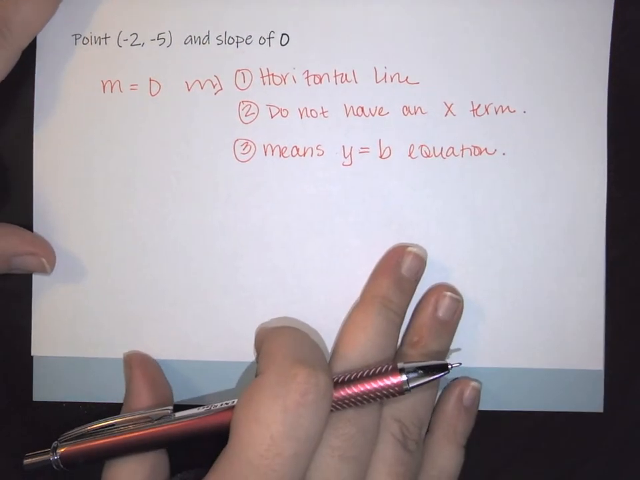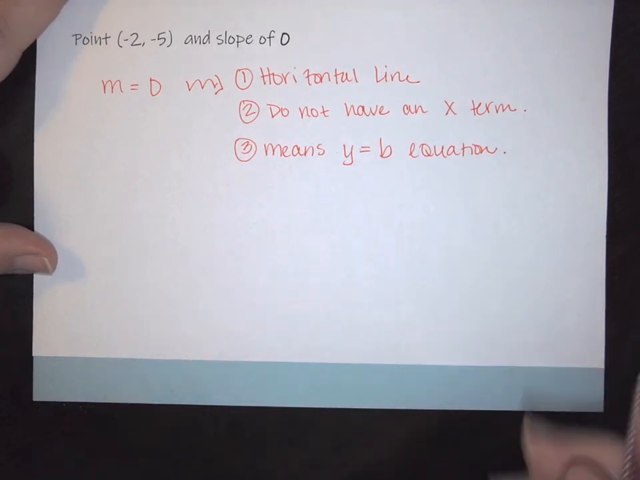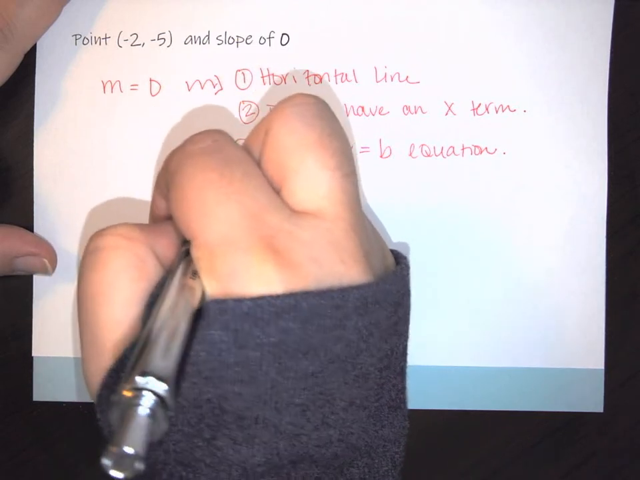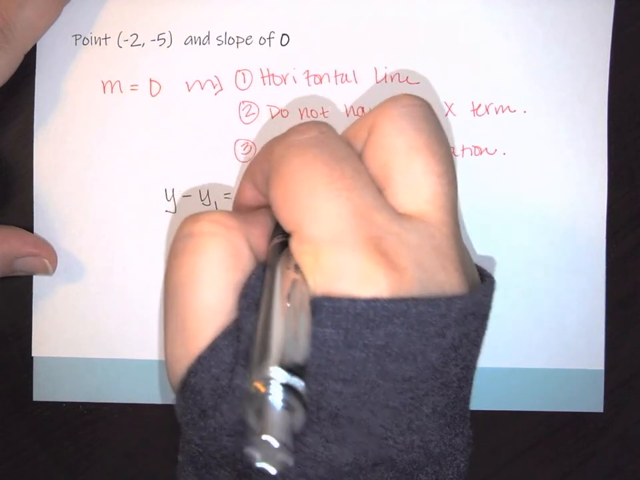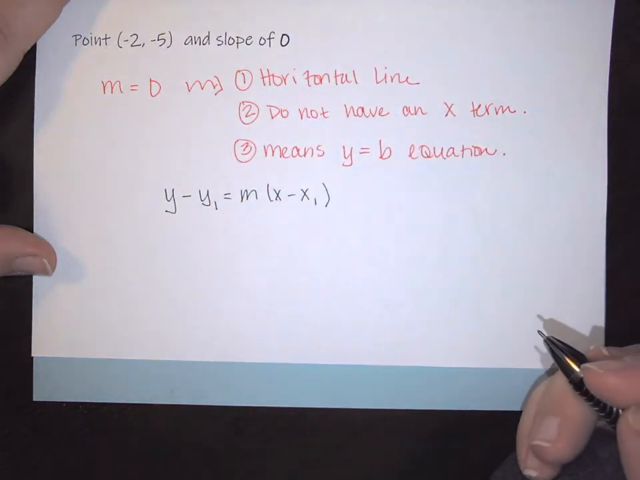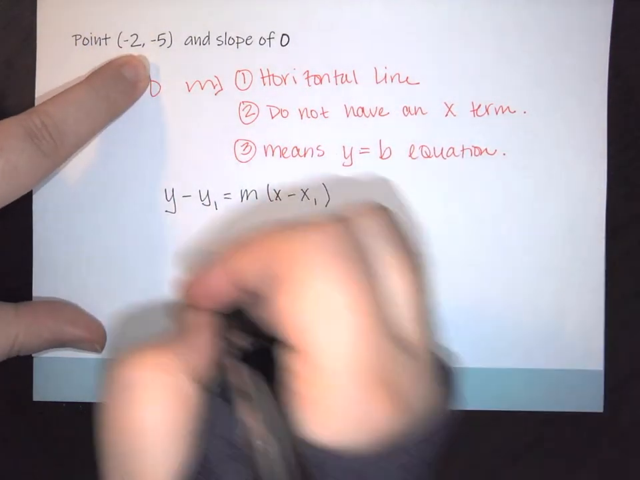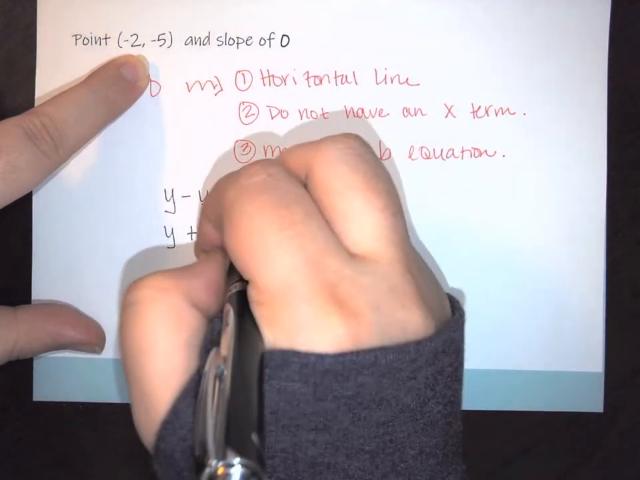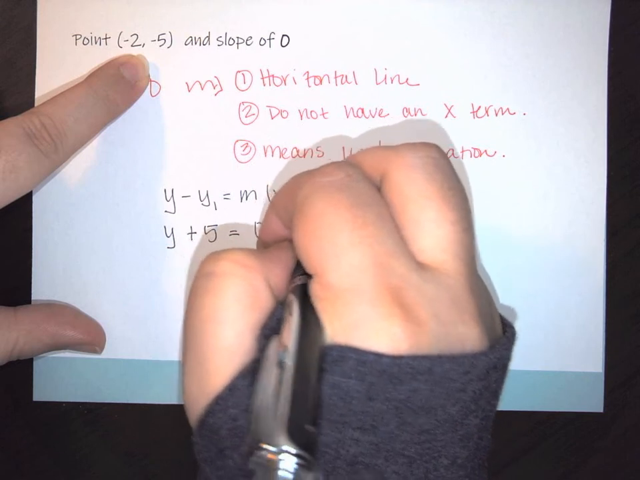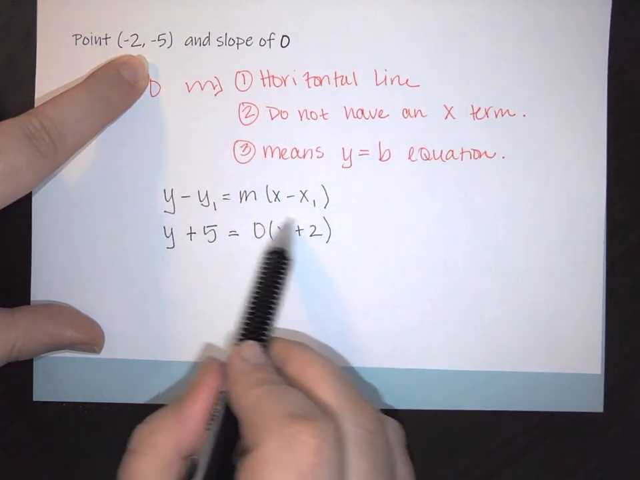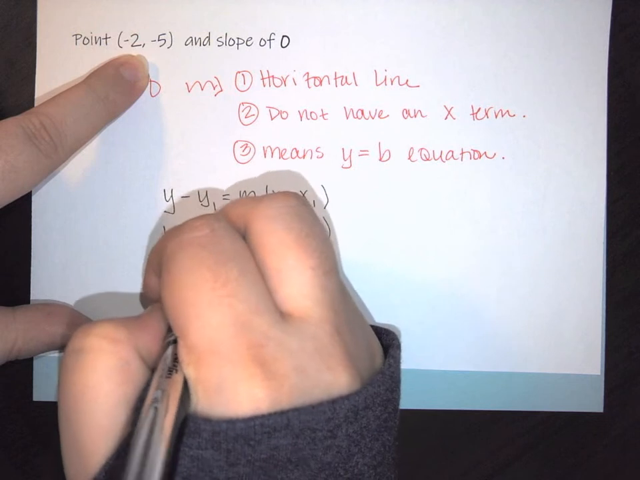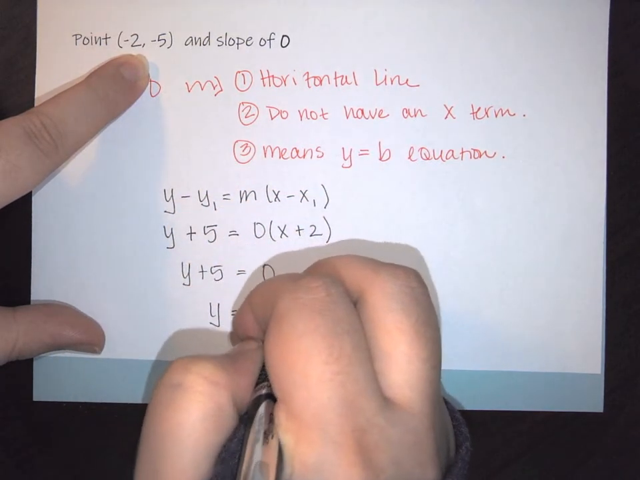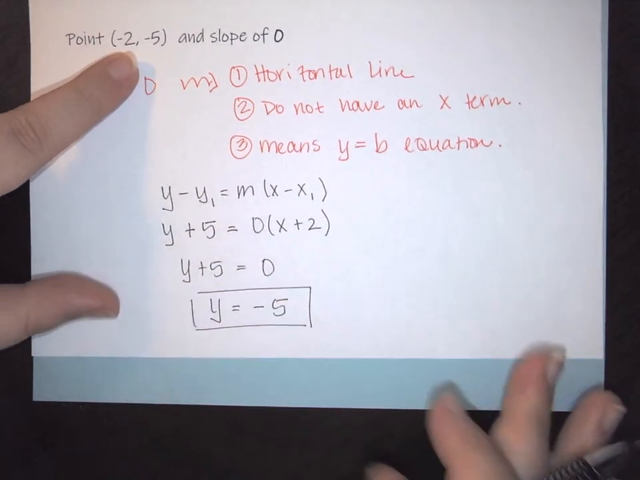So for this one, I can actually prove it, okay? And we can prove it using your point slope form. So here we have y minus y1 equals m times x minus x1. Okay? So here we've got our point. So this would be y plus 5 is equal to 0 times x plus 2. So if you distribute that 0 through, we end up getting y plus 5 equals 0, so y equals -5. And here's the equation of our line.